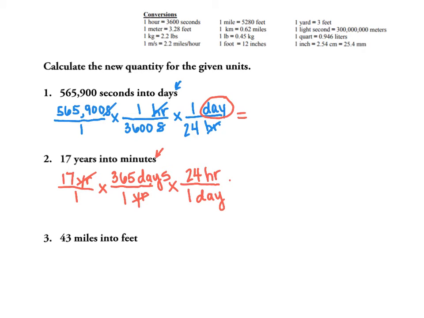And then from there, so my days are out. That's good, they're canceled. And now, those 24 hours, I want to get rid of hours, so I'll put those on the bottom. Minutes will go on the top. And I know that 1 hour has 60 minutes. So now I can cancel out those hours. So what you want to do with this method is always make sure the units that you want to cancel are canceling, and the units that the answer asks for do not cancel. You want to end up in those units. And if that's happening, chances are you've got the problem set up right. So for this one, all you have to do is multiply across the top in your calculator, and you're done.